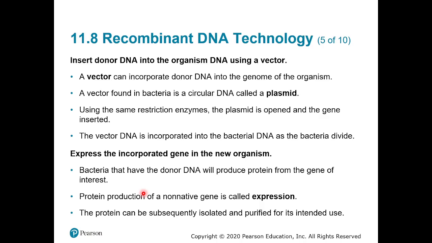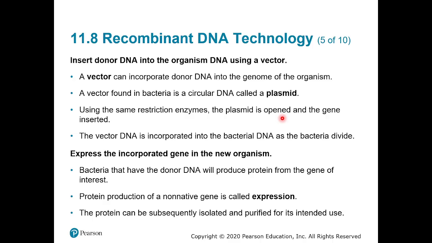And so you're then going to take that donor DNA and you're going to insert it into an organism's DNA. This is done through what's called a vector. So a vector is going to incorporate a donor DNA into a genome of an organism by inserting itself into a new cut you make in the organism's DNA. So a vector is typically found in bacteria as a circular DNA that's called a plasmid. And so it's just a DNA that's been attached to itself to make a giant circle. Okay.